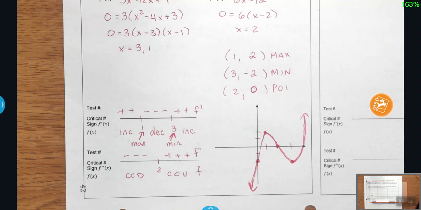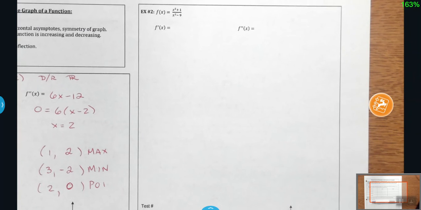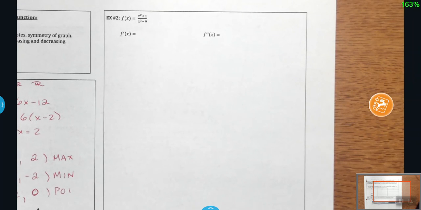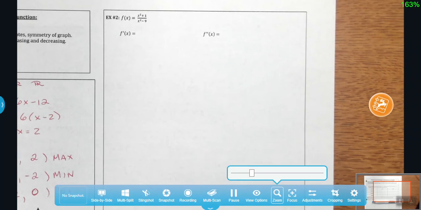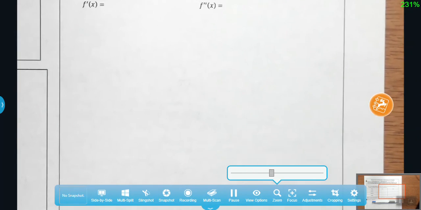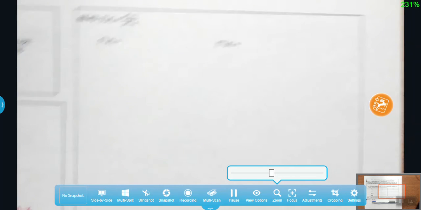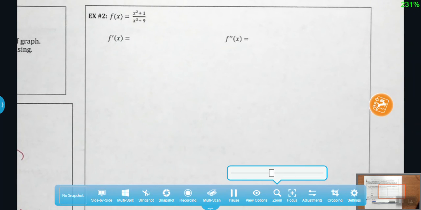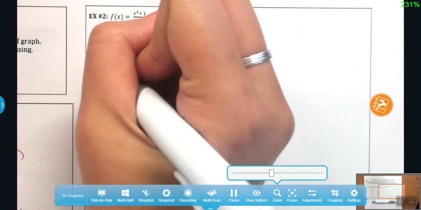All right, let's do example 2. Okay, it's not going to be super fast. Sorry. And I'm going to have to talk to you a little bit about certain simplification things that you'll need, because otherwise it gets really messy if you don't use them. All right, what do we have to do to find our first derivative? Yeah, everybody's favorite.